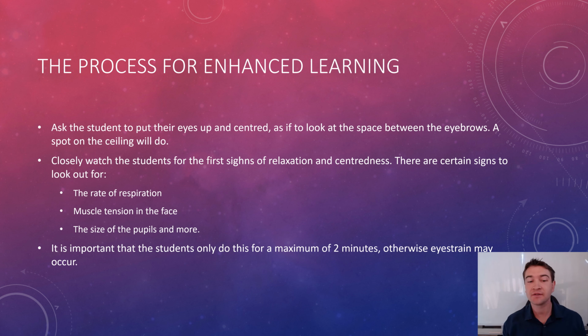Now closely watch your students for the first signs of relaxation and centeredness. Now there are certain signs to look out for, which is the rate of respiration. It should be nice, slow and calm. Muscle tension in the face. It shouldn't be tight. Their face should drop a little bit. And the size of pupils and more that tell you that they're in a relaxed, almost trance-like state.